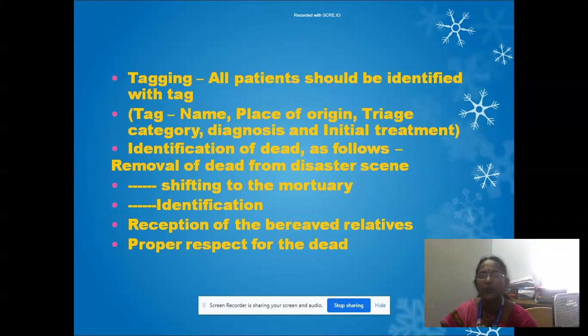Identification of death is as follows. We have to identify the persons who have died and remove the dead from the disaster scene. We have to remove the dead body from the disaster place to the mortuary. Identification, reception of the bereaved relatives, proper respect for the dead people.